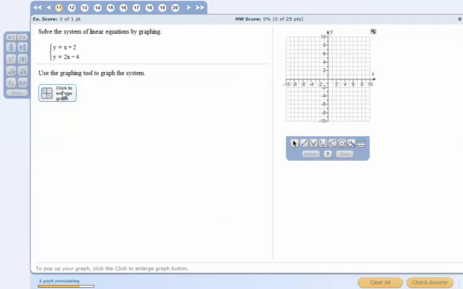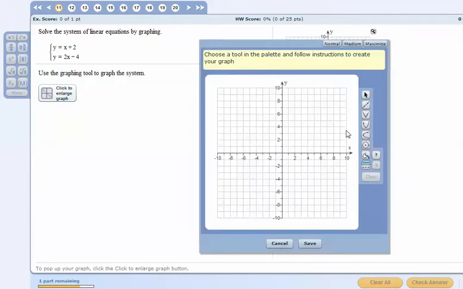So we'll click on the graph tool, we'll get the line tool. We're going to plot the y-intercept, which was 0, 2. And then we're going to use the slope to get a second point. So the slope was 1, which we wrote as 1 over 1, so that says rise 1 and run positive 1. So we go up 1 and to the right 1, and that gives us a second point. So there we have the graph of our first line, y equals x plus 2.